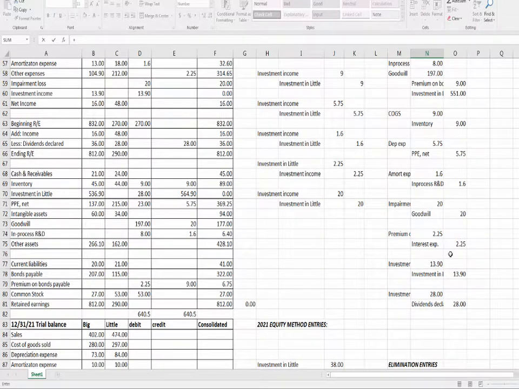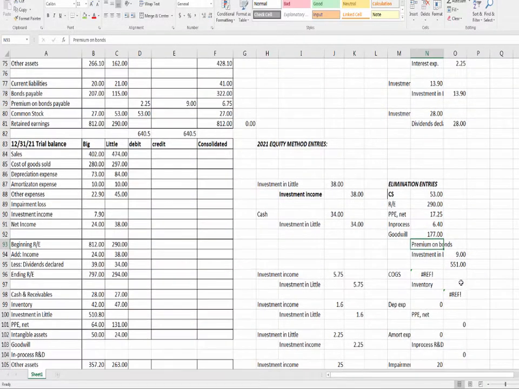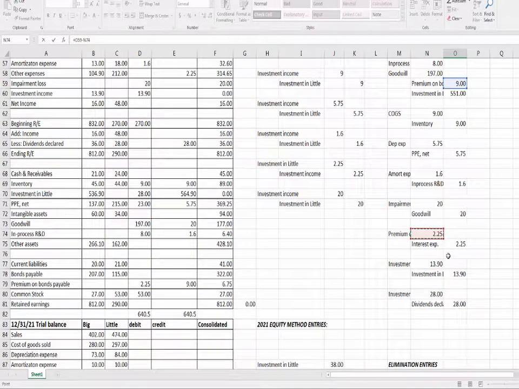The goodwill, last year we created 197, and then we took away 20. And so there's the 177 that we're carrying forward to 2021. The premium on bonds, last year we created 9, we took away 2.25.